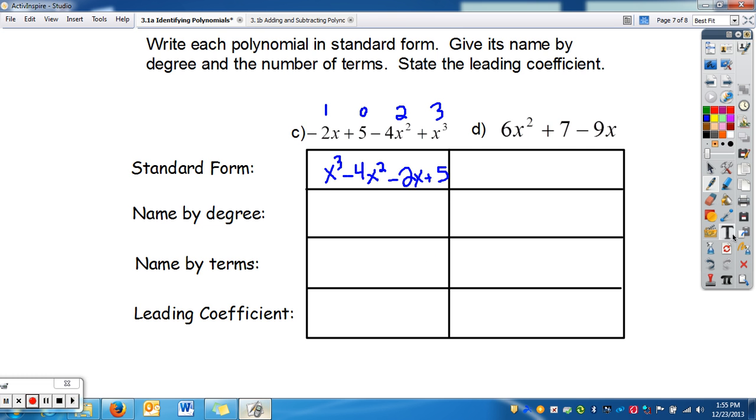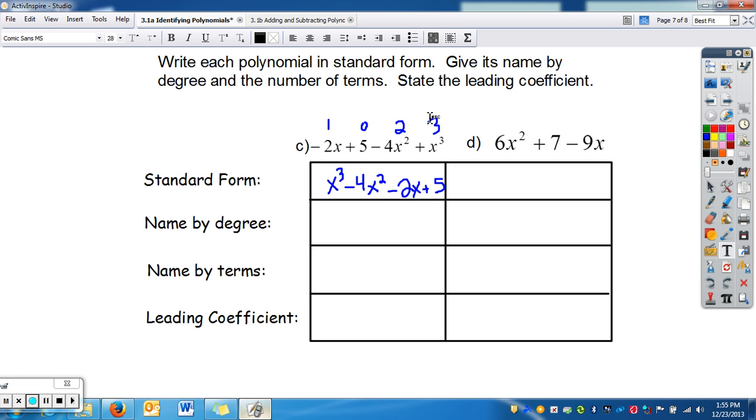Named by degree, the degree is 3, my highest exponent. So that is cubic. Named by terms, there are 4 terms, so that is a quadnomial. Leading coefficient. What number is all the way in front that's invisible? That is 1.